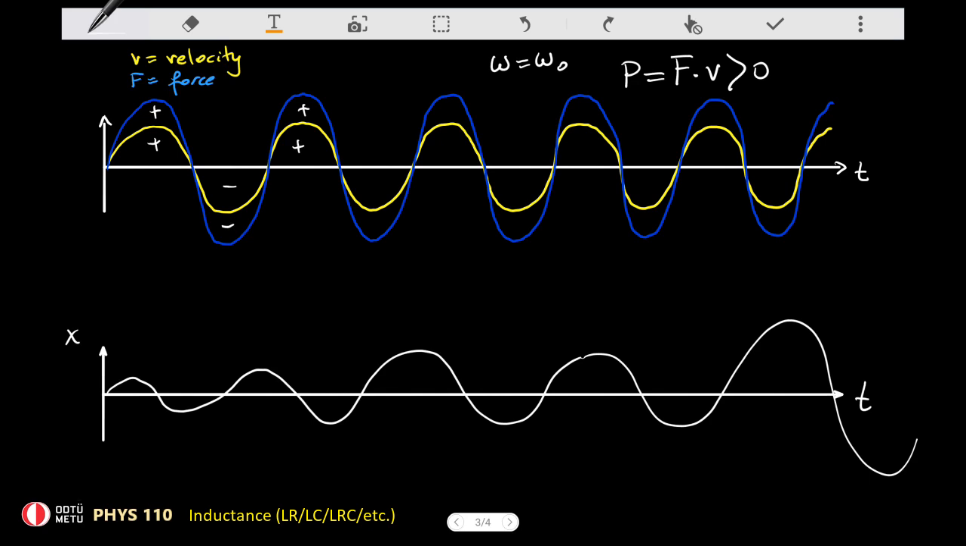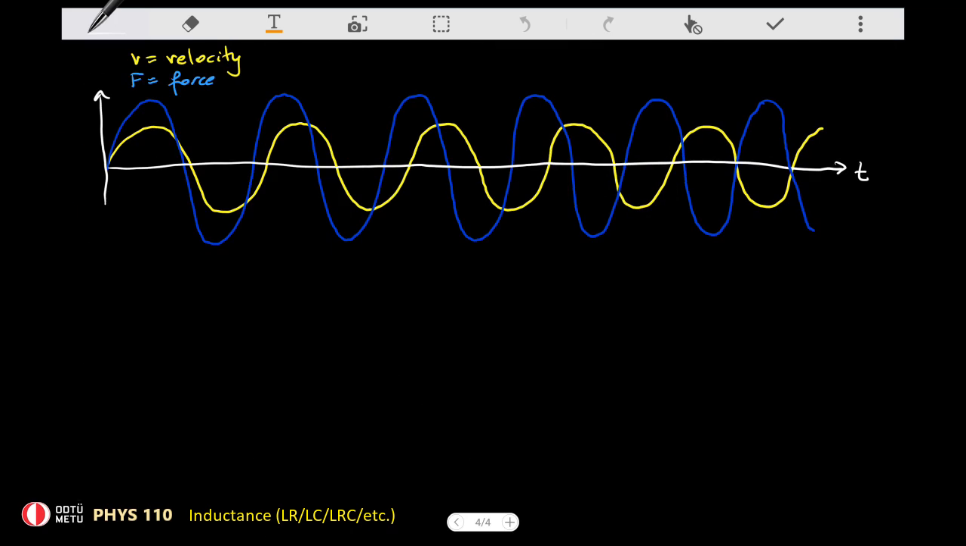So at this point, when the frequencies are the same, there is a continuous pumping of energy to the oscillator, and therefore the oscillator shows a very high response.